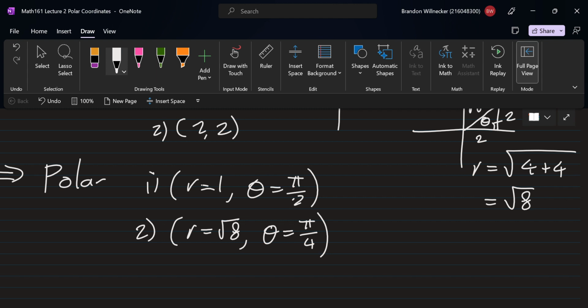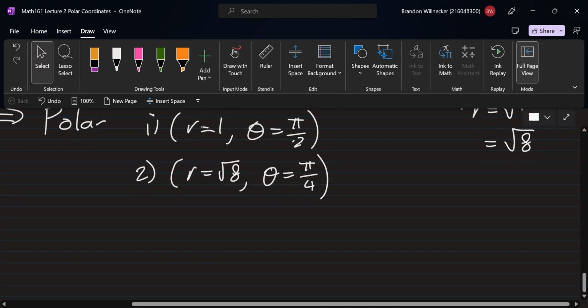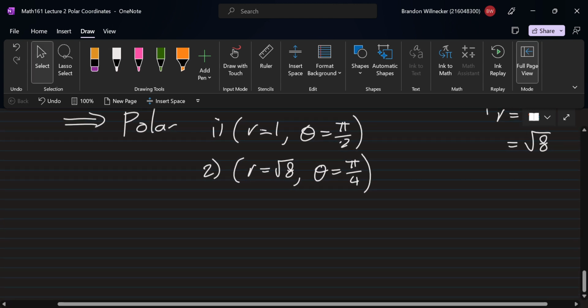Anyone confused with that? Okay. Next example, let's go from polar to Cartesian.